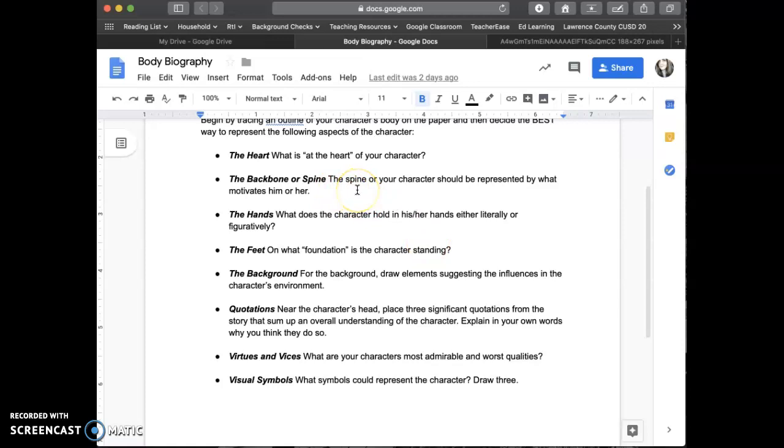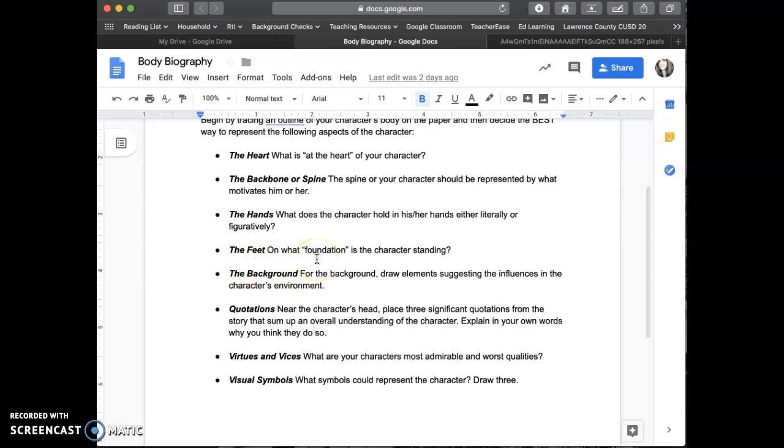The backbone or spine is what motivates or drives them. Again, you can use words or symbols to draw this. The hands: what does the character hold, either literally, something you remember in the story that they were physically holding on to, or figuratively, something they can't put down. Sometimes this could be emotional baggage. Really all three of these characters had some type of emotional trauma in the story, so maybe they're having a hard time putting that down.